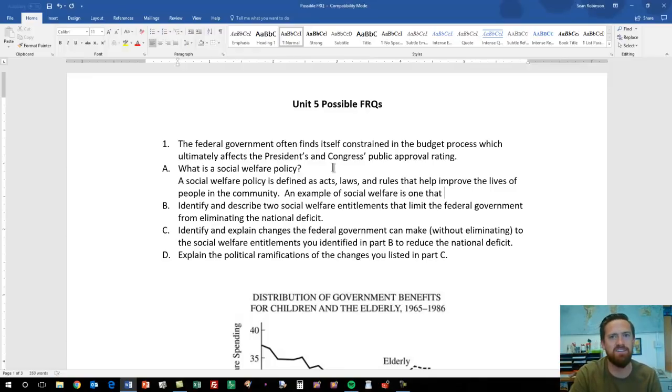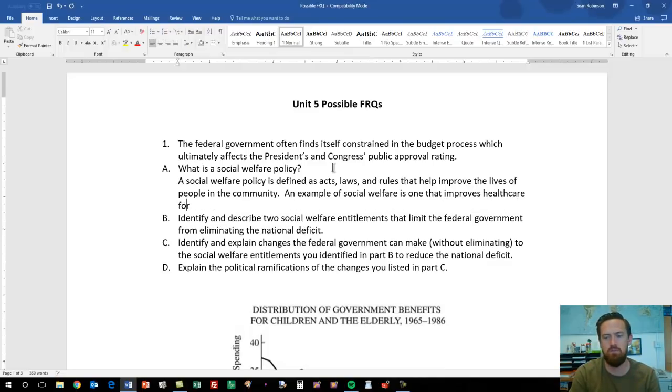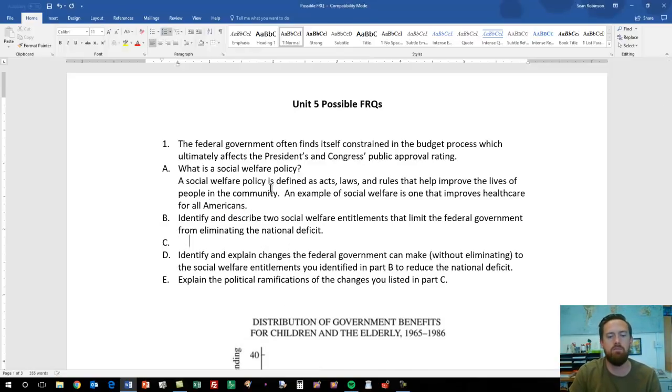Is it because College Board is down or what? When we looked it up, it's not. It's like, is this a made-up question? Okay. A social welfare policy is one that improves health care for all Americans. I thought that this might be a made-up question.